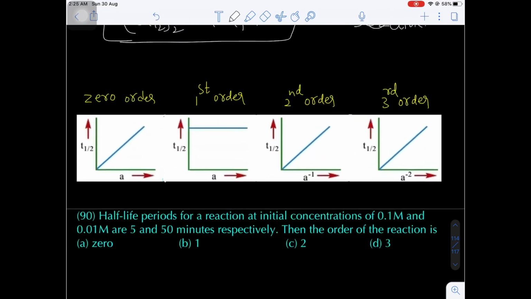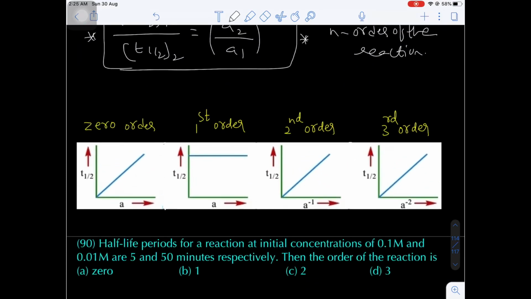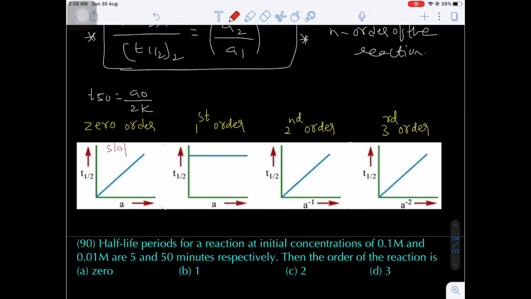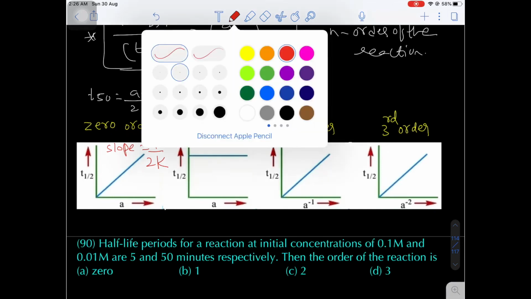Now here, if you see in the first graph, what is the half-life for zero order kinetics? T50 is equal to A0 by 2 times k. Here I am taking the A. Now if you see, this is a y is equal to mx straight line, and what is the slope here? 1 by 2k.